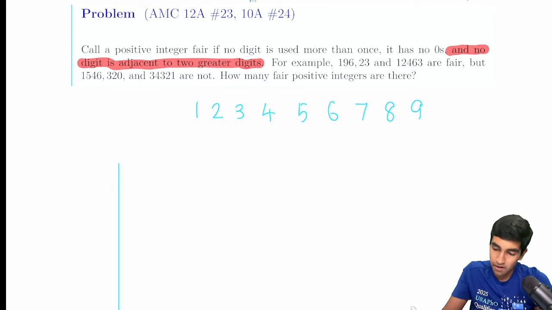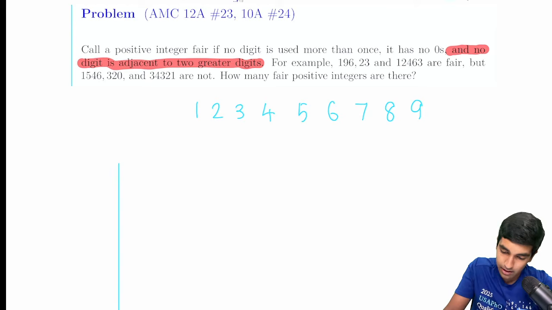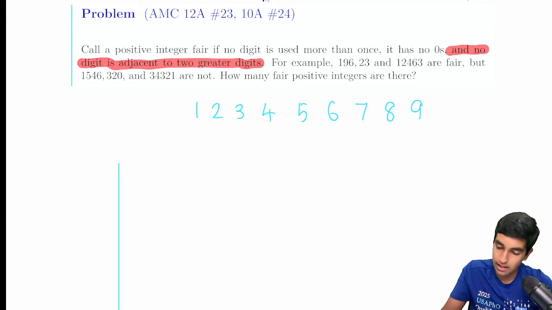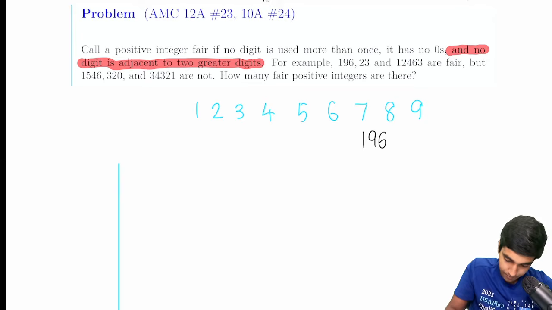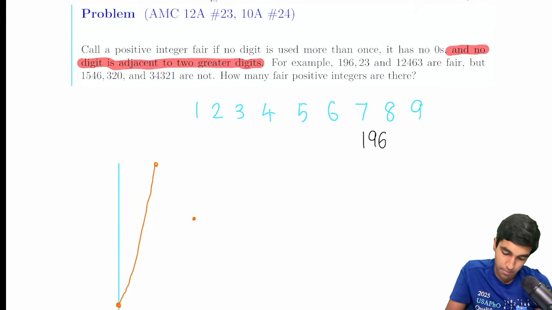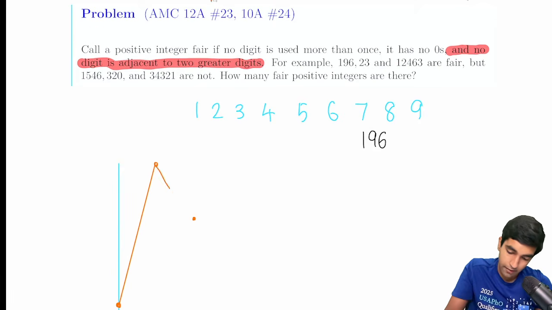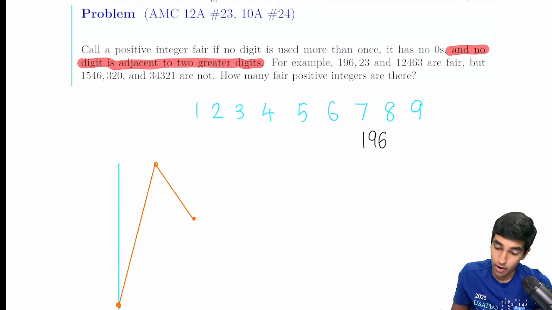Let's say our number goes from left to right, with some values along the x-axis, and we're visualizing a number. So let's say 196, for example. We would start here at 1, then go up to 9, then go down to 6. This is a way we would visualize the number, and you'll see why I like visualizing it like this in a second. 196 is fair, so it's given as a positive example.